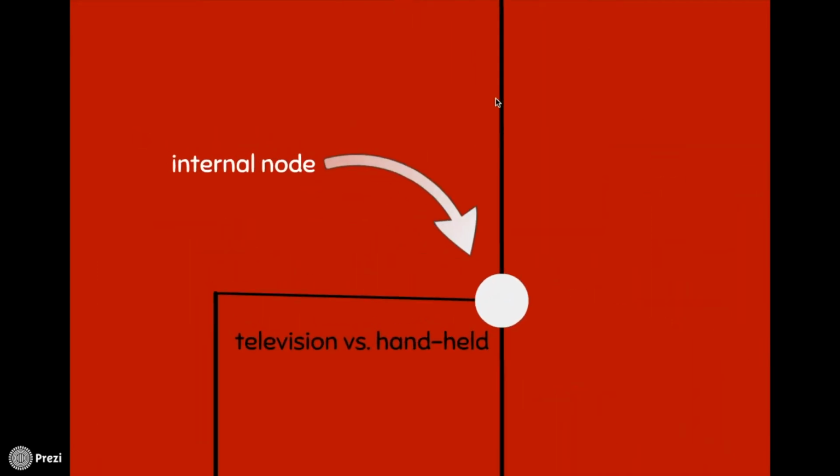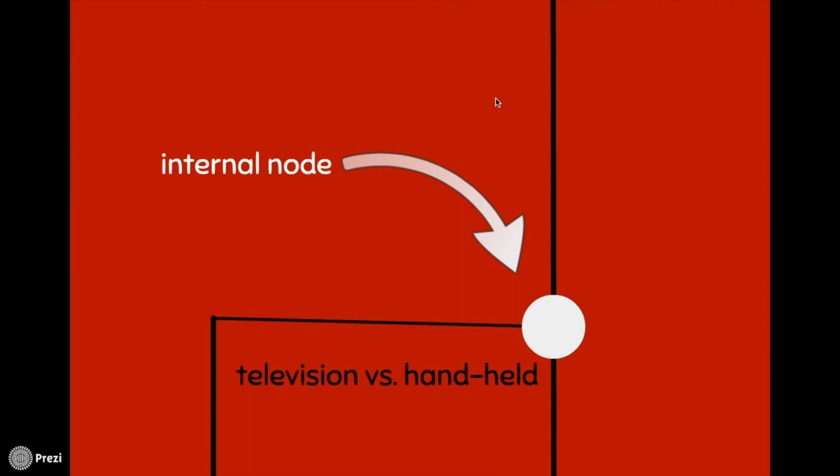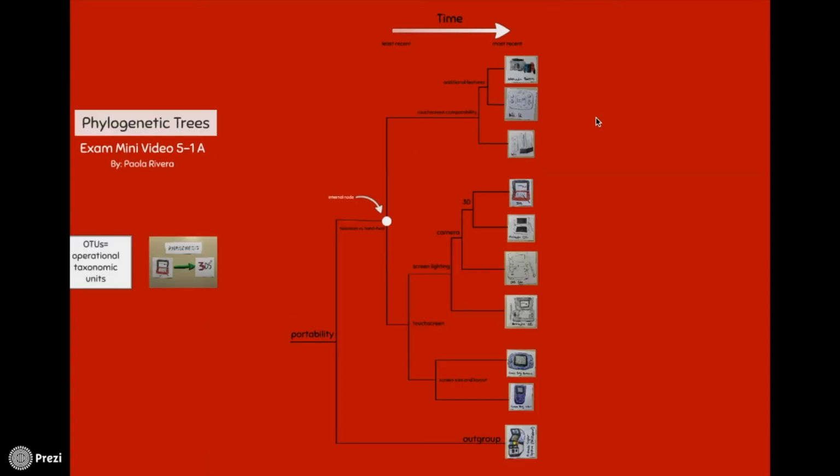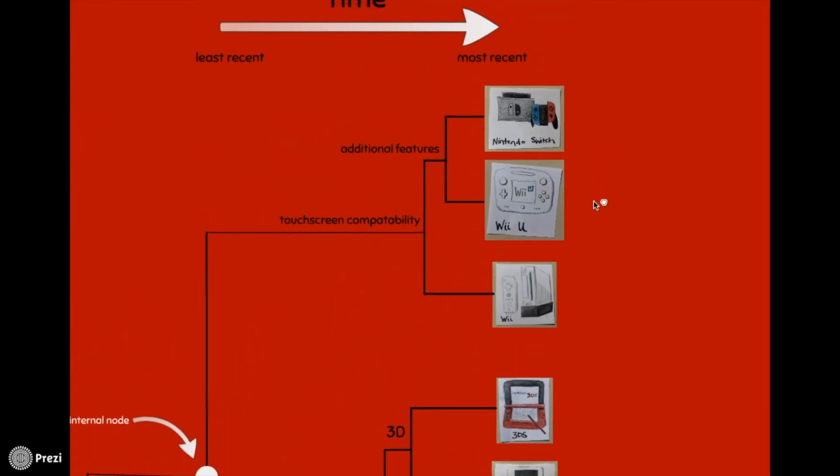Internal nodes are where the tree branches off between OTUs. Internal nodes represent characteristics or genes that differentiate them. The first internal node is the portability. The second internal node describes the difference between television versus handheld consoles.